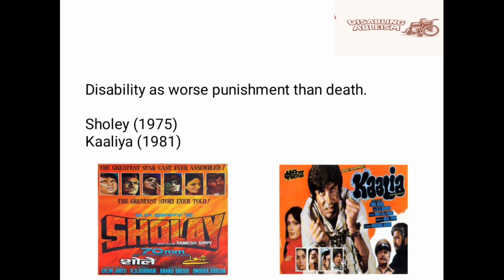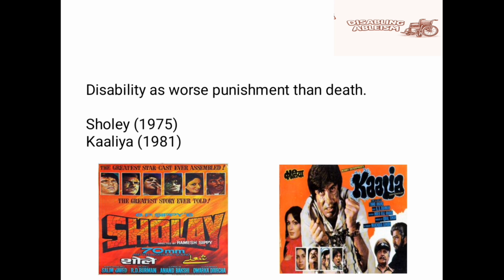In the second part we will see how disability is represented as dependency, and in the third part we will see how evil characters came into the representation of disability. So here we will end the first part of disability and cinema.